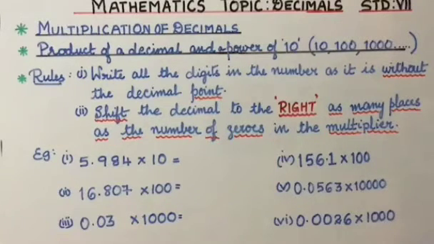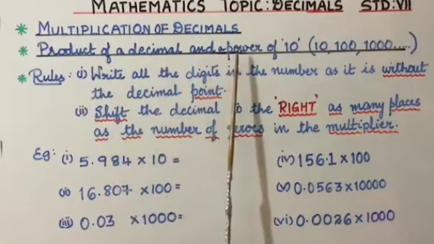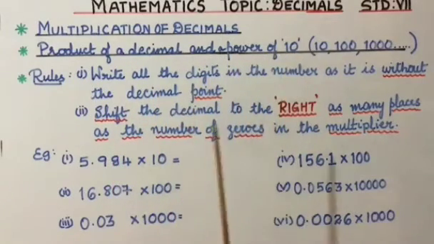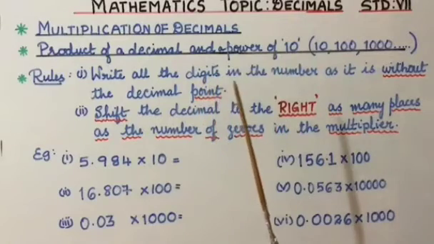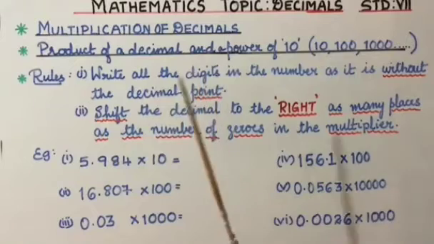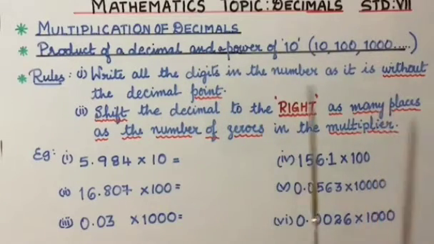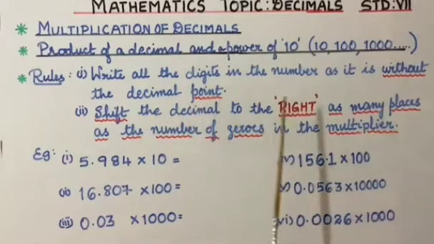Now, all of you notice here, we are going to start multiplication of decimals today. We are starting product of a decimal and a power of 10. So, we are going to first learn how to multiply a decimal number by 10, 100, 1000, 10,000, etc. Okay. So, the rule says, children listen carefully.